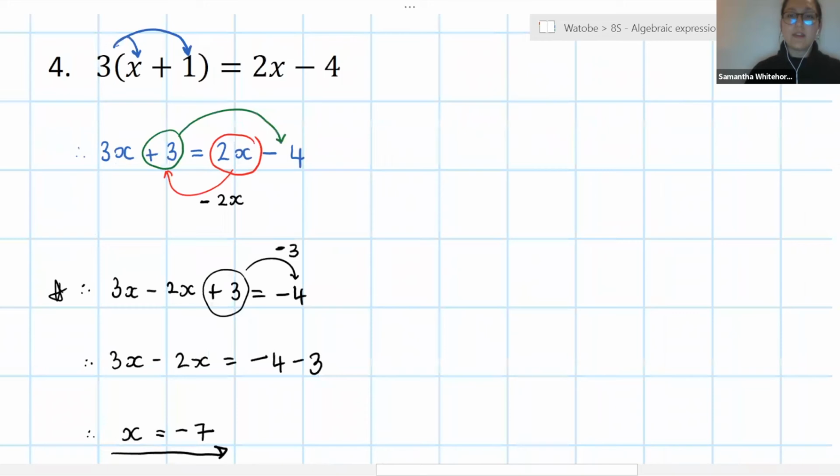Okay, so when we have that distribution situation, we want to multiply away or out the bracket so that we don't have the bracket there.